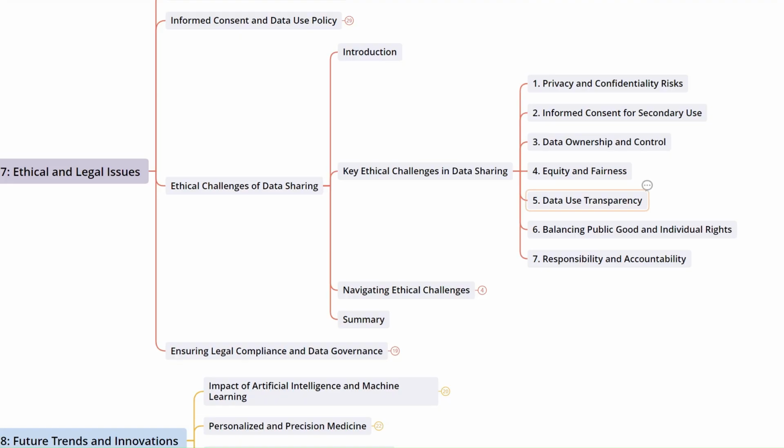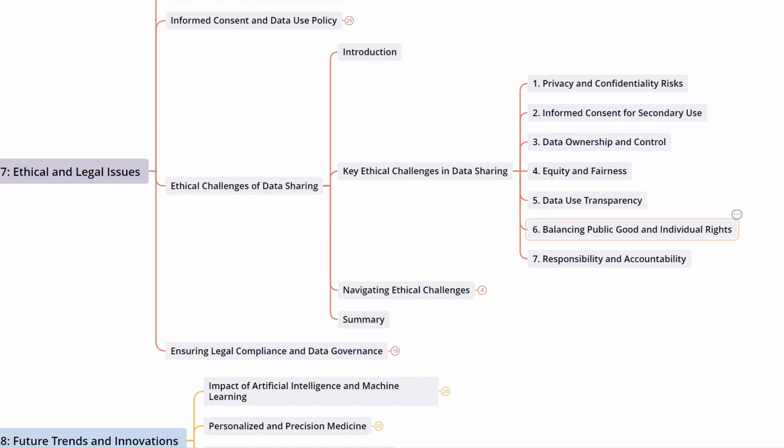Next, data use transparency. Ethically, organizations must be transparent about who has access to data, how it is used, and for what purposes. Patients should be informed and have the opportunity to opt out if desired.